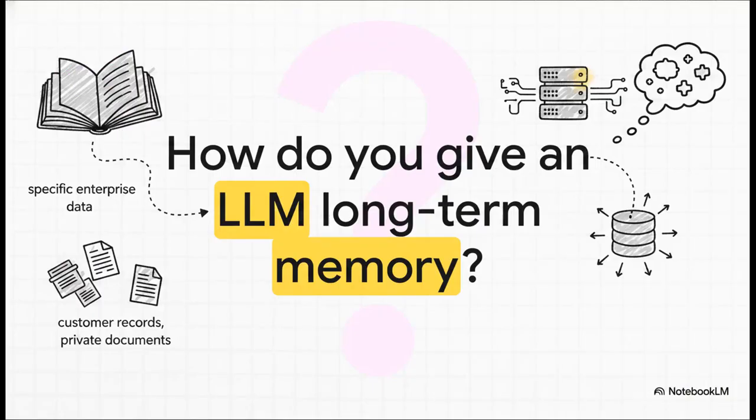Okay, so here's the literal million-dollar question for any developer right now. How do you give an LLM long-term memory? Because by default, large language models are stateless. They don't know your enterprise data, your customer records, none of that. To give them that context, we have to feed them the right information at the exact moment they need it. But how do we store that info so the AI actually understands it?